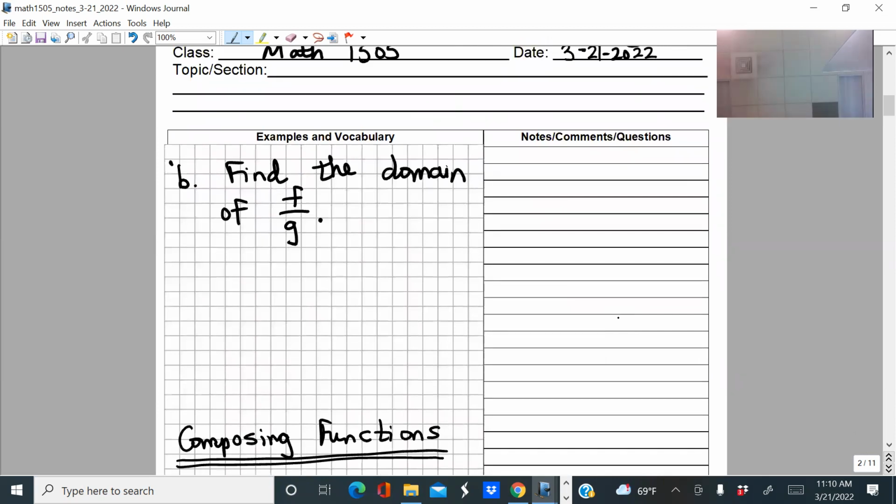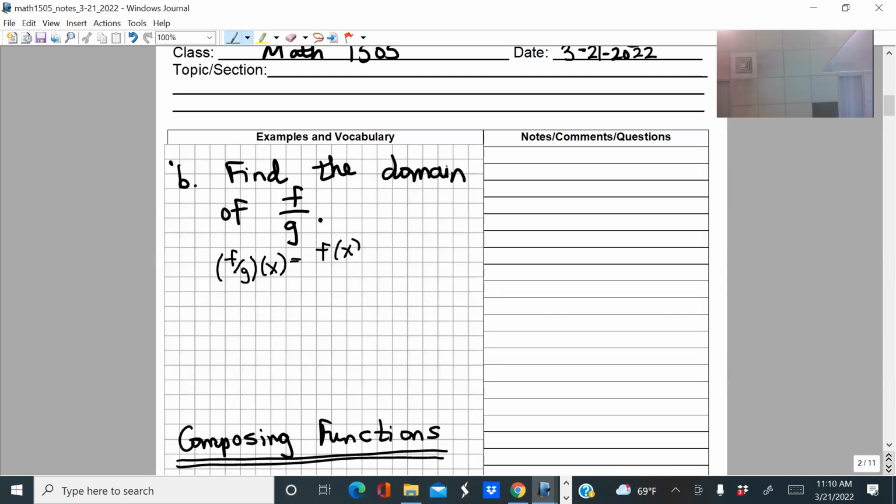Okay, now I've got a tougher question, but this one's for y'all. So we have the function f over g. Remember, f over g is just a name for a function, and functions have domains. So what I want to know is, what is the domain of this new function f over g? So you have to remember, what's the formula for f over g? How do you find that?